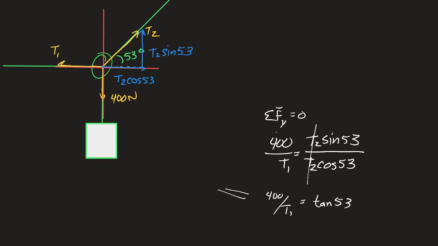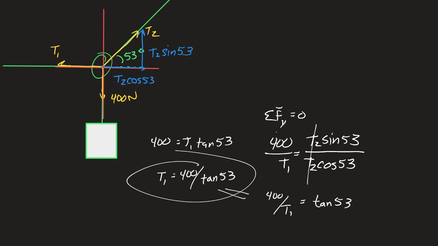So this means that 400 equals T1 tangent 53, or T1 equals 400 divided by tangent 53. So that's how much T1 equals. Once you get that, you can go back and figure out T2. That's about all I want to do on that one. It's not particularly interesting. Does that mean it's not testable? It's testable. Multiple choice, maybe.